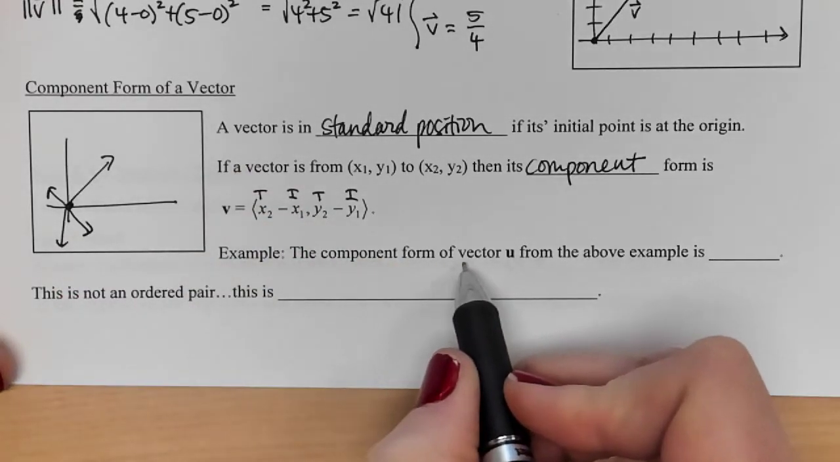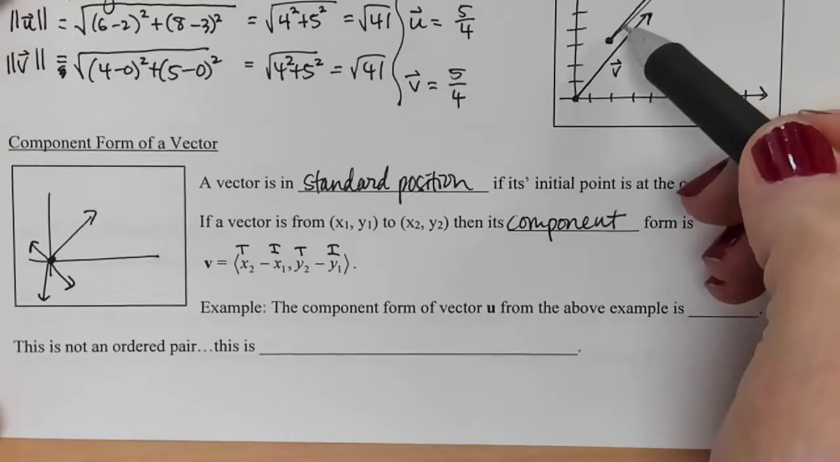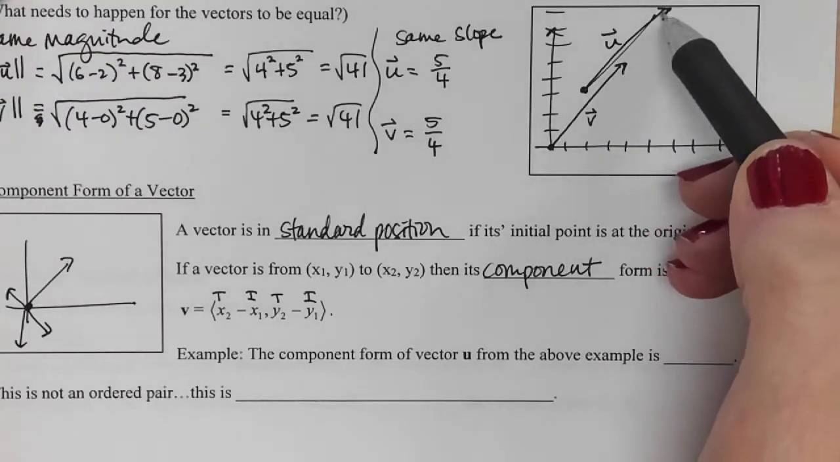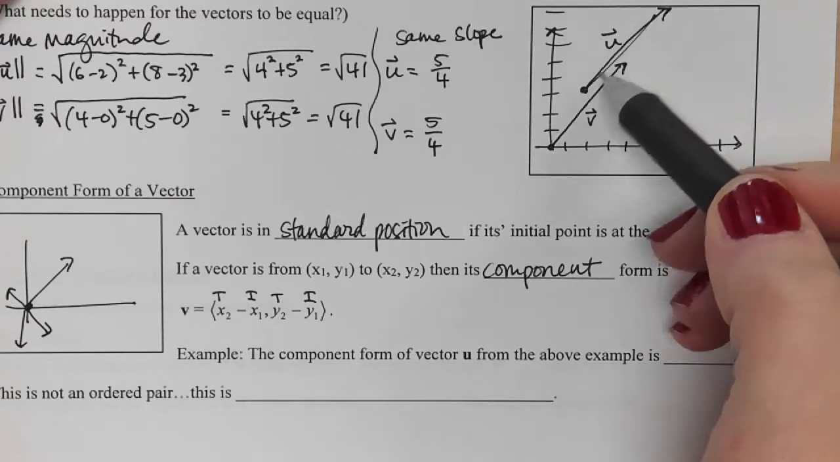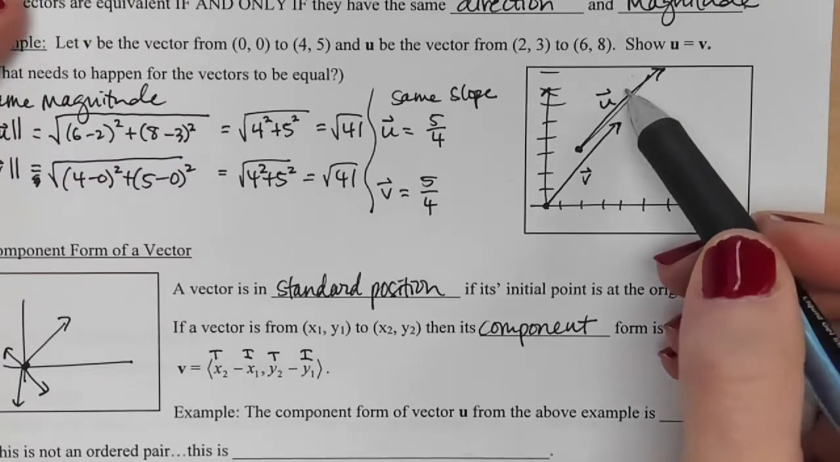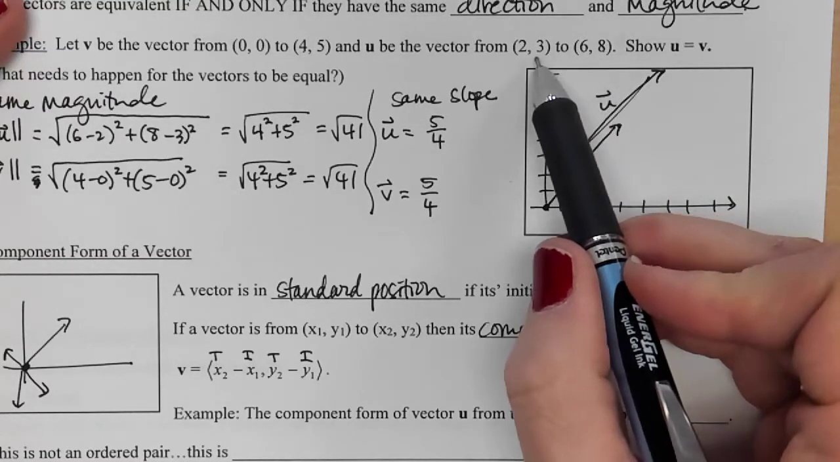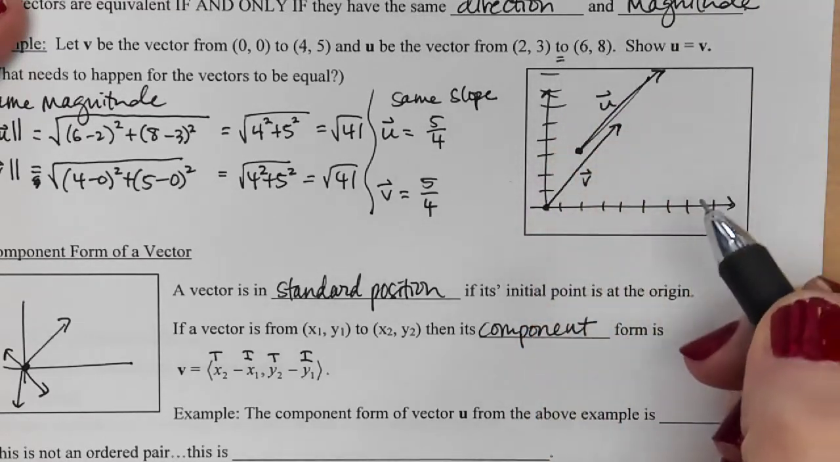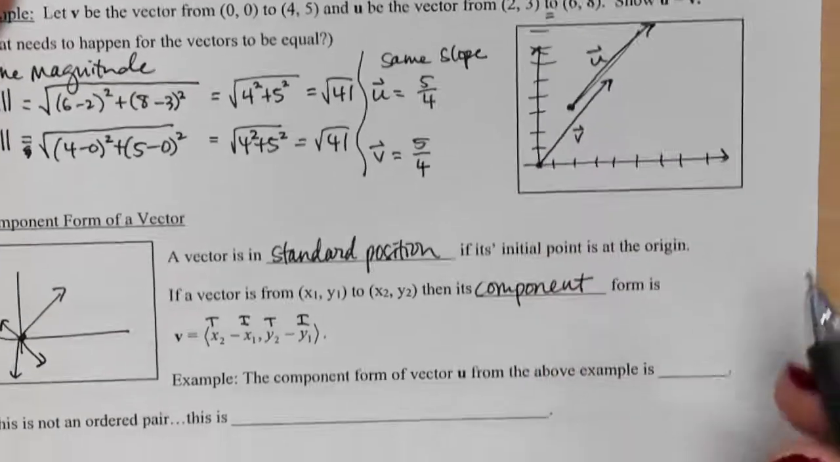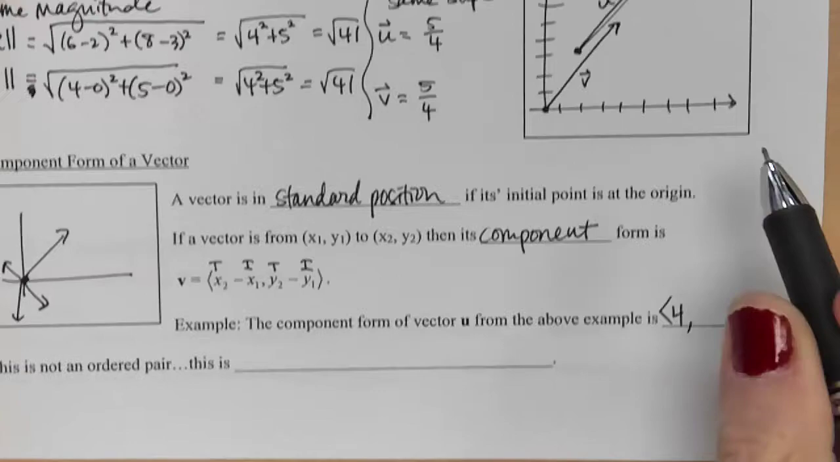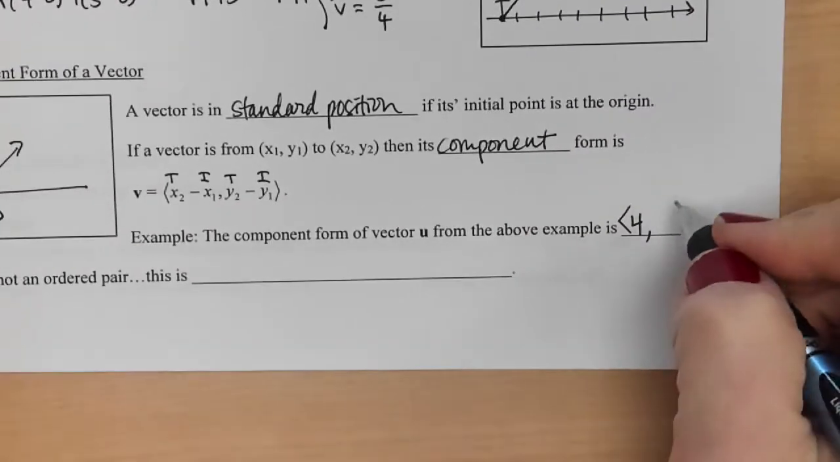So the component form of vector u from above, this one right here, which is not in standard position, but doesn't have to be. I just want to find its component form. And component form says I just subtract terminal minus initial. Make sure that you look where the 2 is, because that means that's terminal. So 6 minus 2 is 4, and 8 minus 3 is 5.